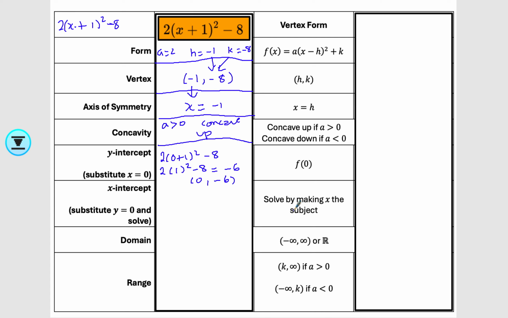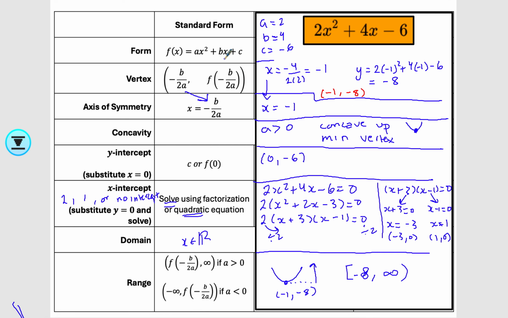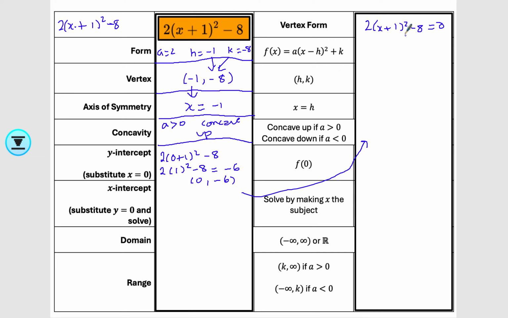Then when I come to solving for the x values, I'm just going to solve it here. To solve, I need to make y 0. So 2(x + 1)² - 8 = 0. Now, in vertex form, we solve by making x the subject. The reason we can make x the subject in vertex form and not in standard form is because I have a single x here. In standard form, you have two x terms, and you cannot make x the subject in that case. So it's better to always be in vertex form for you to make x the subject.